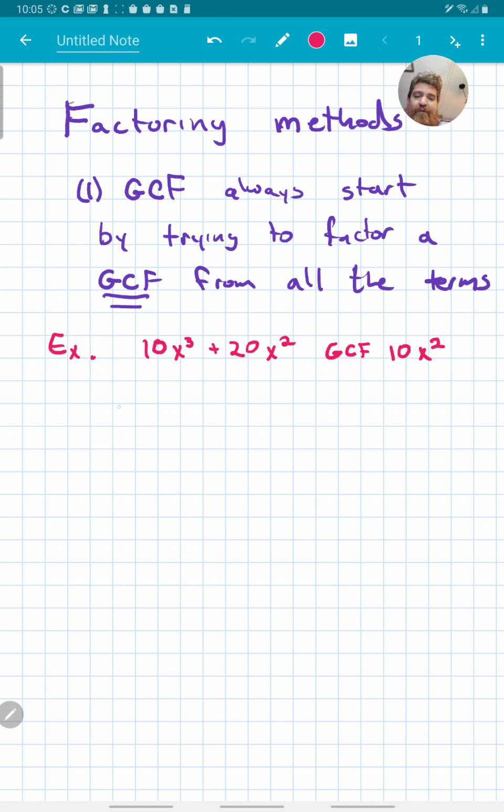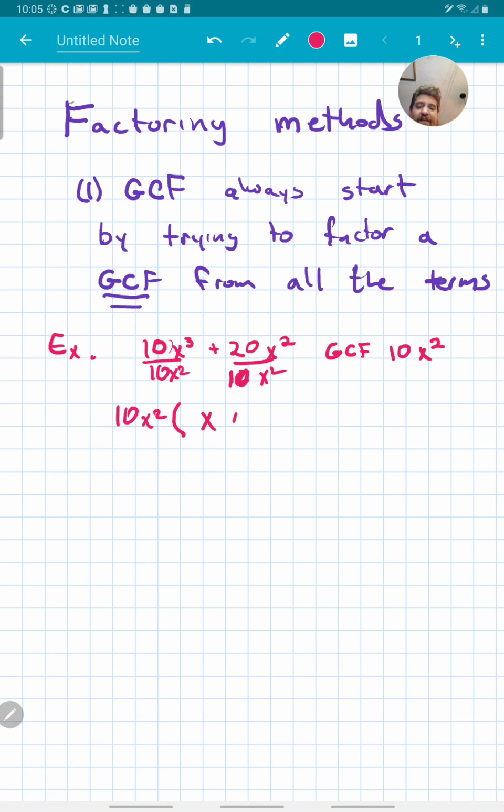What you're going to do is pull the 10x squared out in front of a group. Inside your group, you're going to put the quotient or the leftovers whenever you divide 10x squared from both the terms. So if you divide 10x squared from the first term, well, 10 divided by 10, they just cancel out. X cubed divided by x squared, it's like taking 2 x's away when you have 3 to start with, so you're left with 1x.